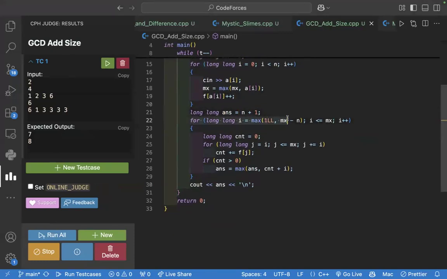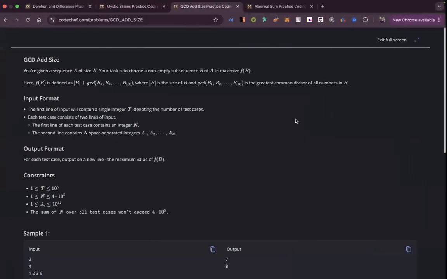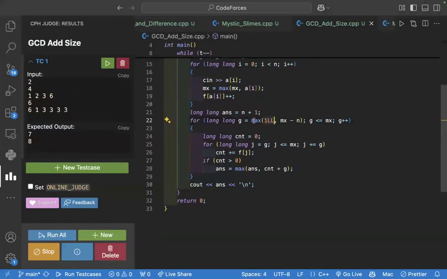So let's go in the loop. I'll say i; i is basically this G value, you can say. G starts with the maximum of 1 or mx minus n. Mx minus n can be negative also. So if it goes negative, that means I don't need to consider mx minus n. I need to consider my starting point as 1 now. So max of 1 and mx minus n is the starting point for G, the lower bound, and the upper bound is just the maximum element, as I don't want to go anything beyond that.